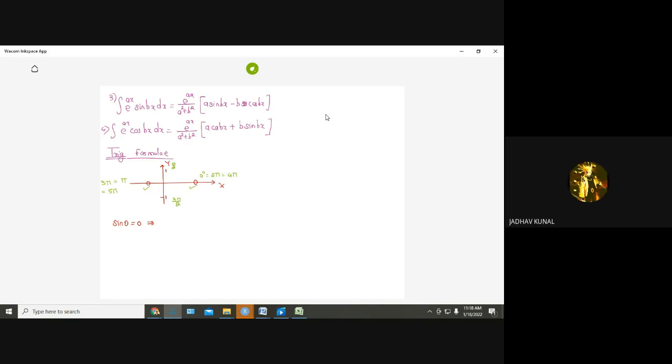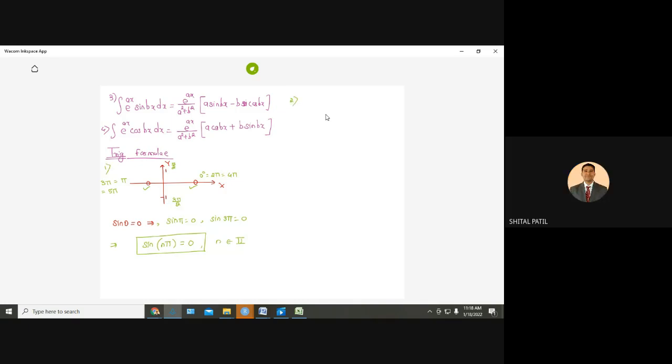Okay. In fact, you might have understood: sine of 0 equal to 0. Then sine of pi equal to 0. Then sine of 3 pi equal to 0. So, in short, how can we write this? Sine of n pi equal to 0, where n is any integer. In fact, we can consider minus 1, minus 2, minus 3 also. Yes, write this: sine of n pi equal to 0.